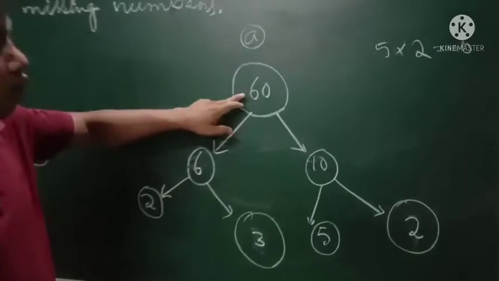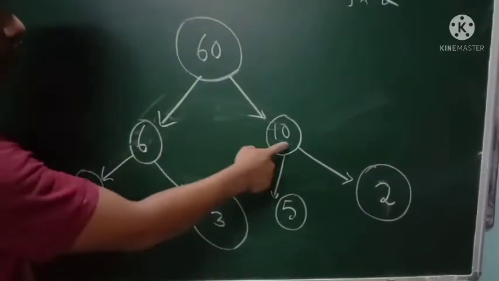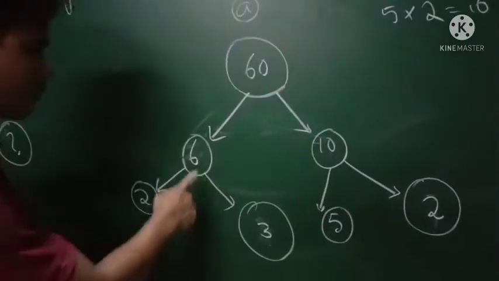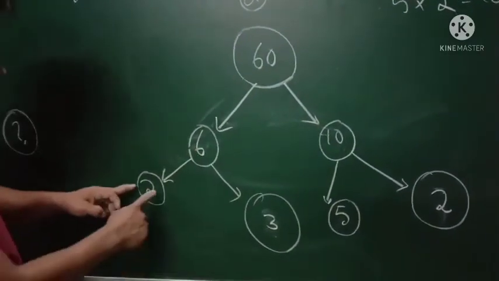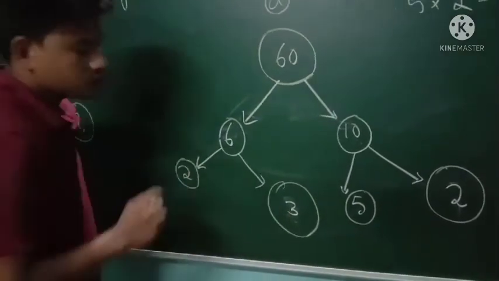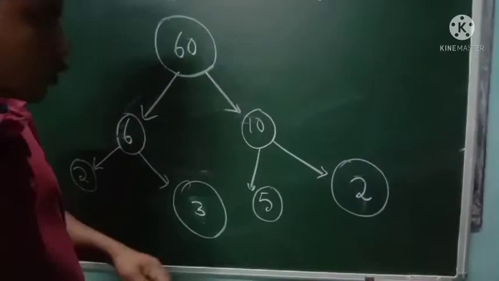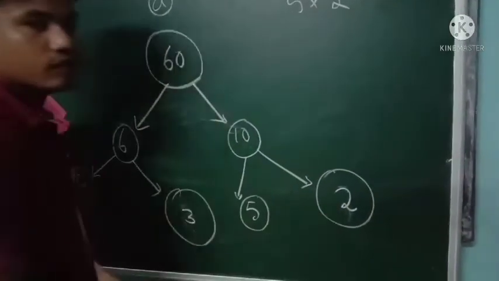So, for this 60, we can write the factors 6 into 10. Again, for this 6, we can write the factors 2 into 3. Next, for this 10, we can write the factors 5 into 2.